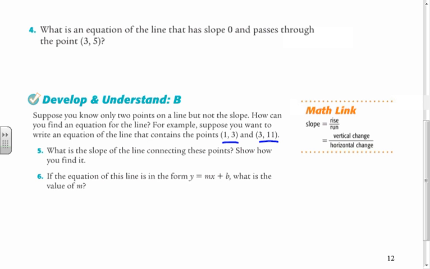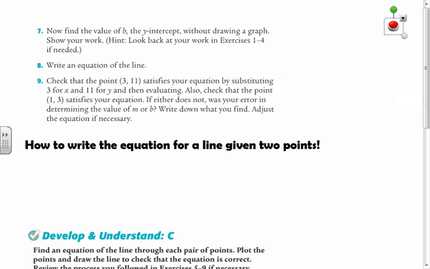Well, if we're given 2 points, then we can find the slope using the slope formula. So I'm going to find the slope. I'm going to do 11 minus 3 over 3 minus 1. And that gives me 8 over 2, which is 4. So the value of m is 4 in this equation. All right? Now it says find the value of b without drawing a graph.